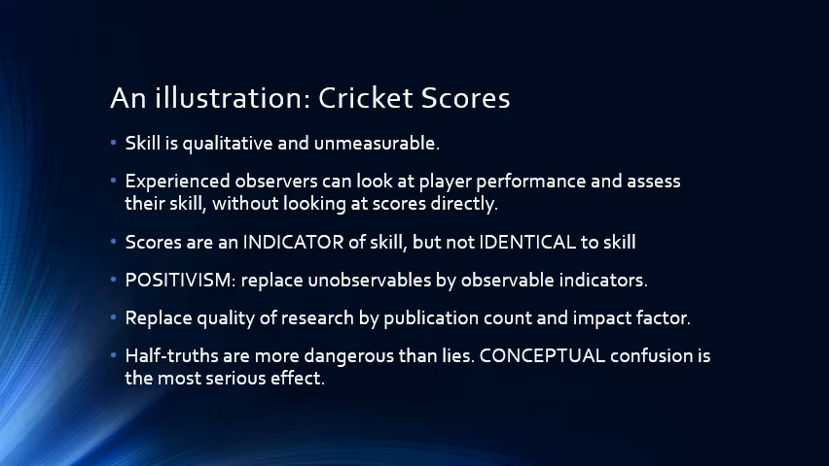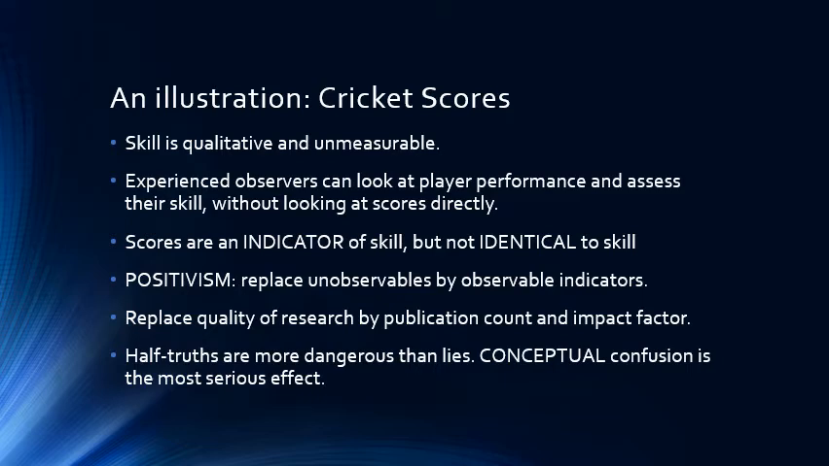But the philosophy of positivism attempted to replace the unobservable by the observable and to make the two equal. So the skill is measured by the score, but actually the score is the skill. That is what the positivist philosophy said. So this occurred across the board in many different fields. For example, in academia, instead of looking at the unobservable, unmeasurable quality of research, we say, okay, let's just count the number of publications and look at the impact factor to assess the quality.